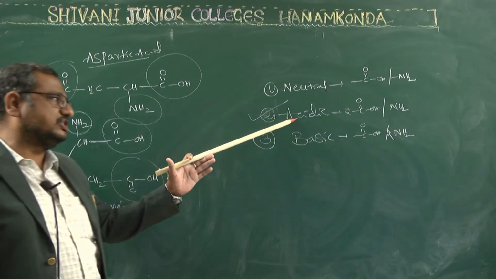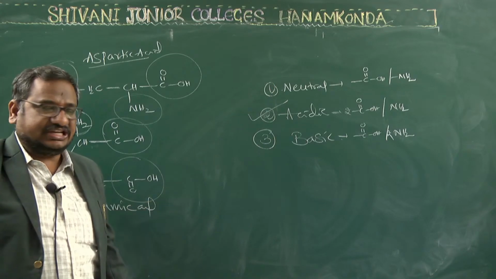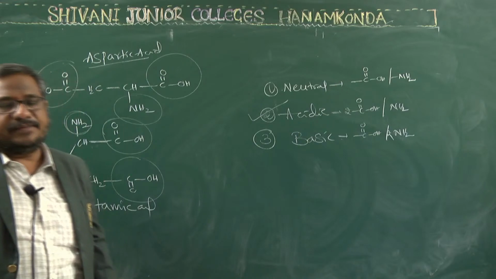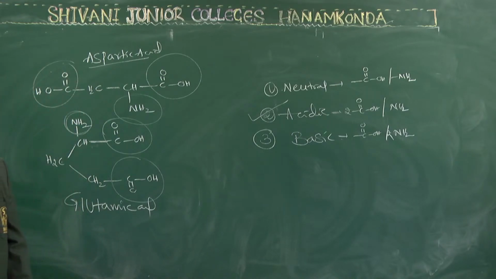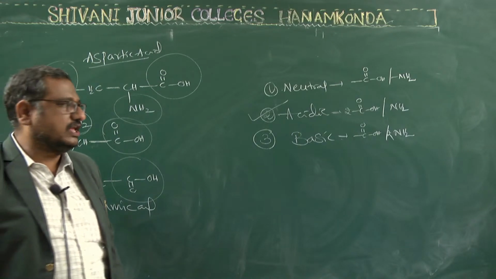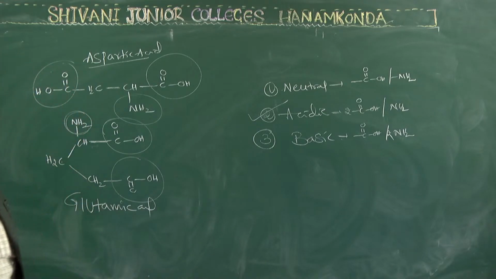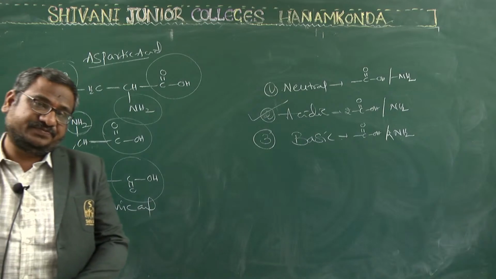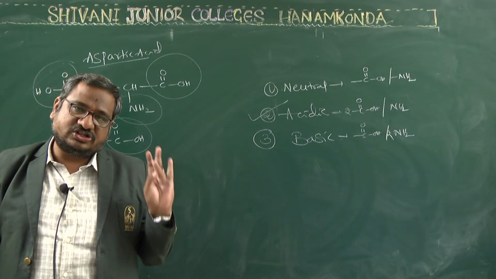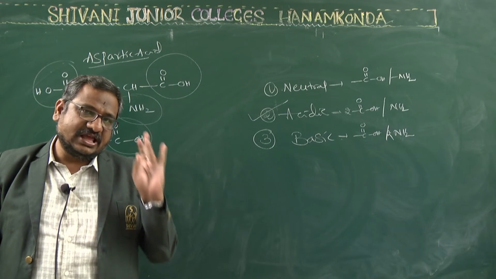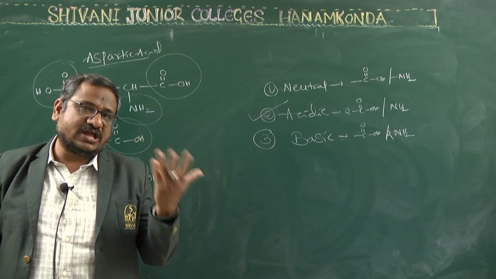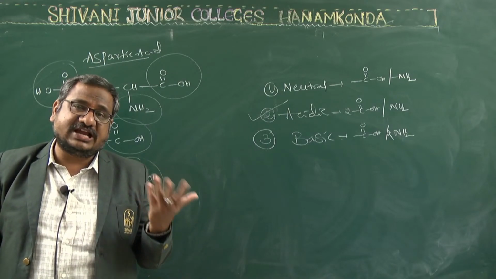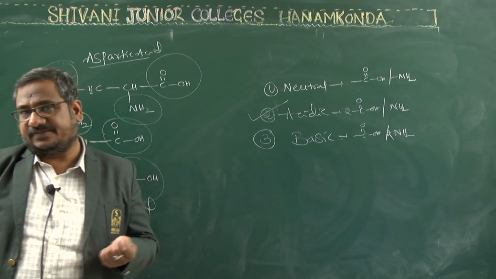If more acidic groups are there, that character is acidic nature. If more basic groups are present, that character is basic nature. Base means amine groups are more, that is NH2 groups are more. How does the NH2 group act as a base? According to acid base theory, 3 theories are there: Arrhenius theory, Bronsted-Lowry theory, Lewis acid base theory. Arrhenius theory means H plus ion donor is acid, OH minus ion donor is base.